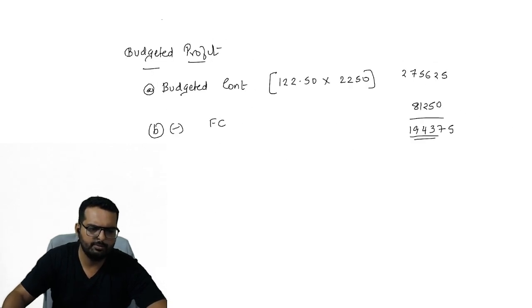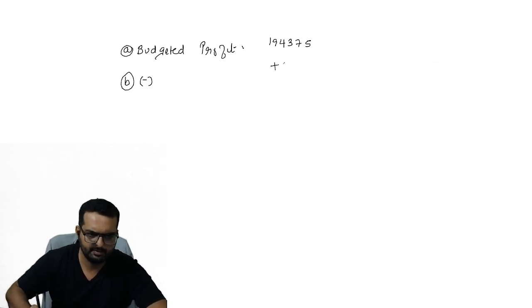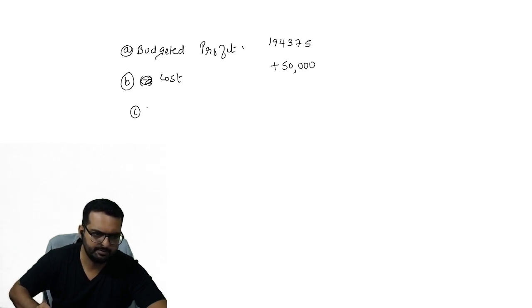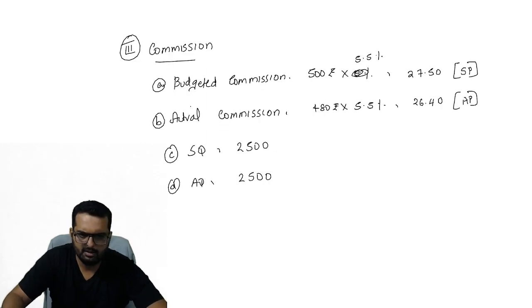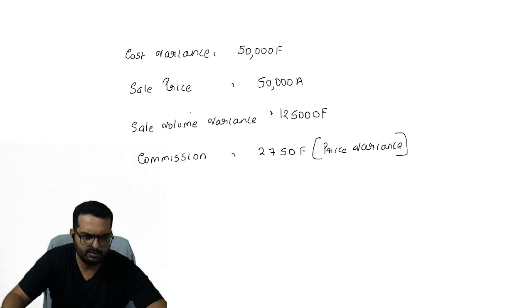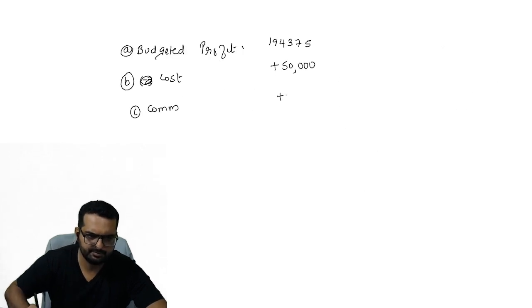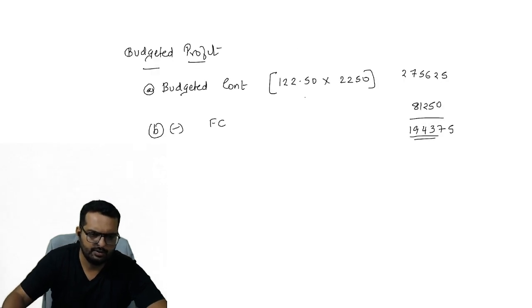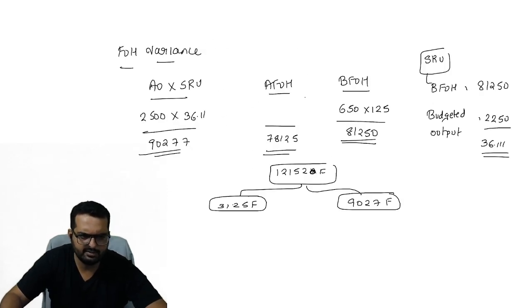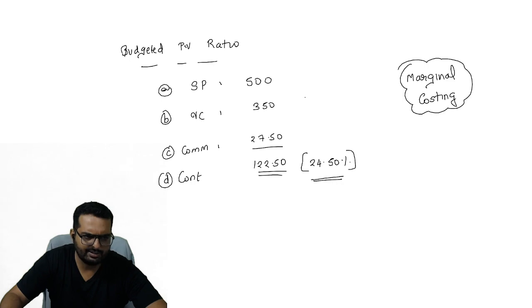So cost variance is going to be plus 50,000. This is going to be cost. What about in case of commission? Commission 2750 favorable. What is the other one that we are having? We took the cost, we took the commission, we should take the fixed overhead, right? Fixed overhead, I think we got over here as we should consider only the expenditure variance. We should not consider the volume variance.